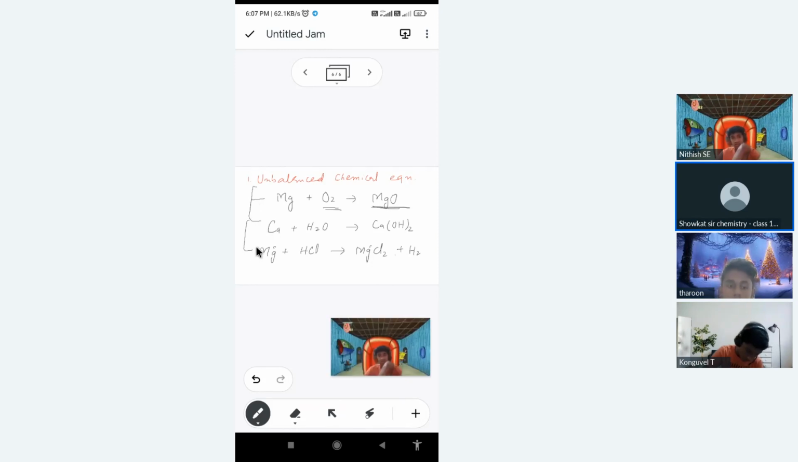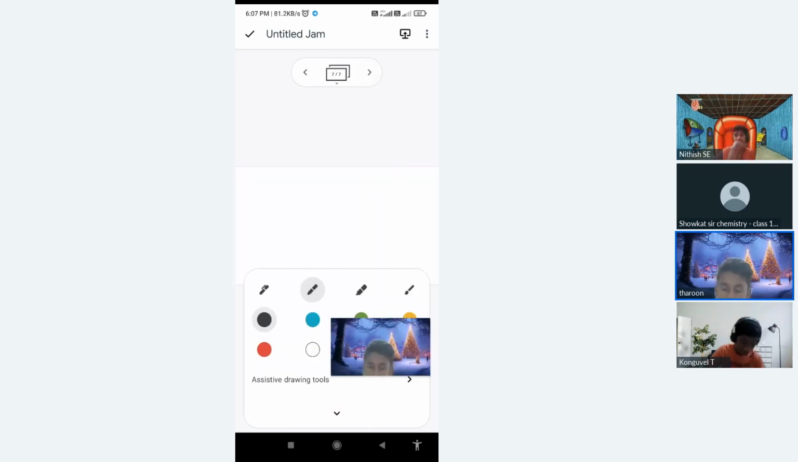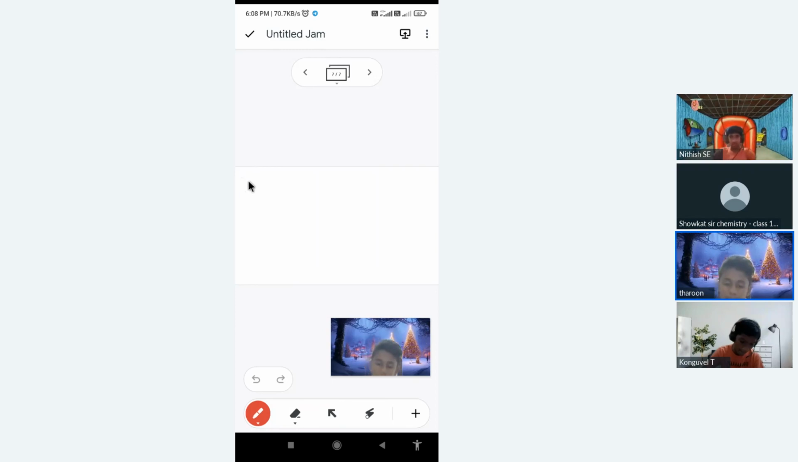Exactly. Okay, now let's see. Does that mean we always need to balance and write? Like for the previous one, you told magnesium plus oxygen gives you magnesium oxide, but you didn't balance it. Just have patience. We will learn how to balance these chemical equations. I will tell you how to balance and why we balance.